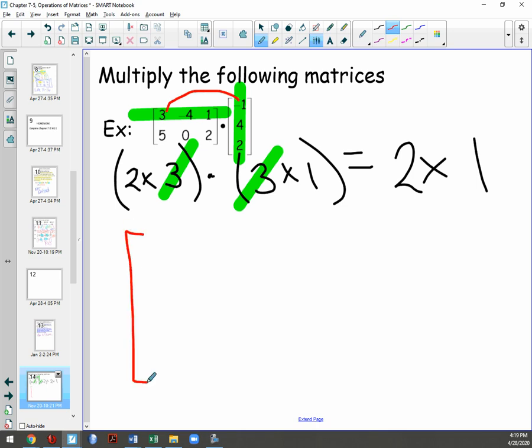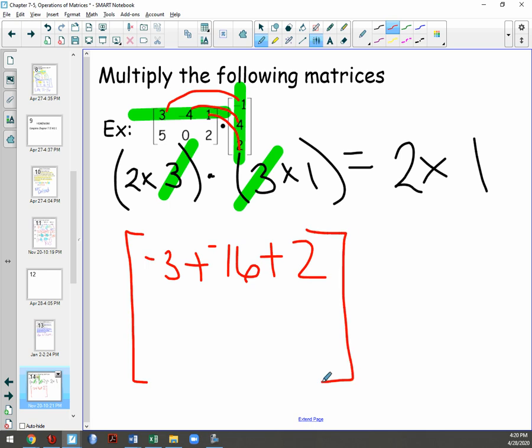3 times negative 1 is negative 3. Then I'm going to add to it negative 4 times positive 4, the second term in the first row times the second term in the first column. So negative 4 times 4 is negative 16, plus the last one, 1 times 2, is 2. So that's what we did. That is our first row.